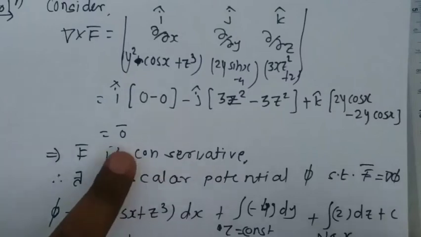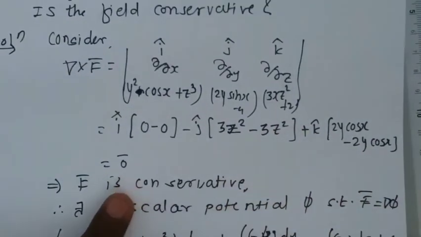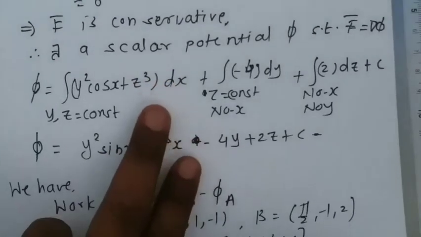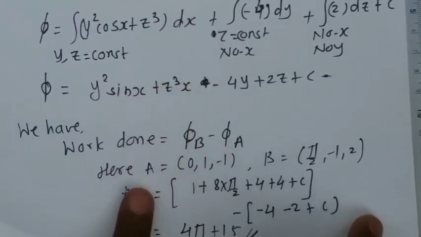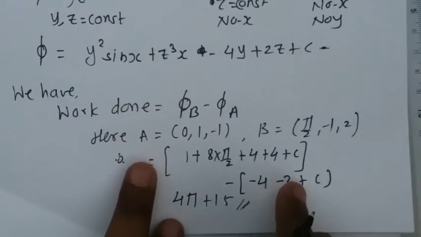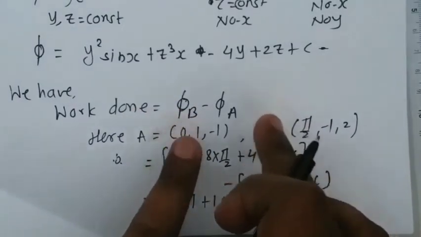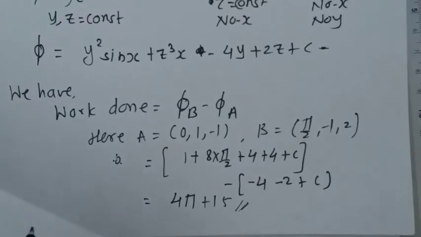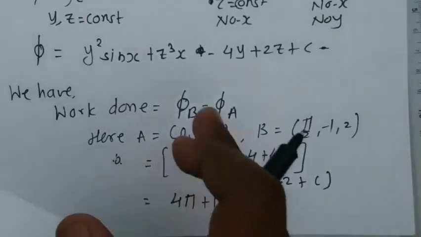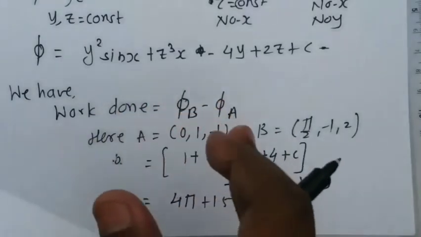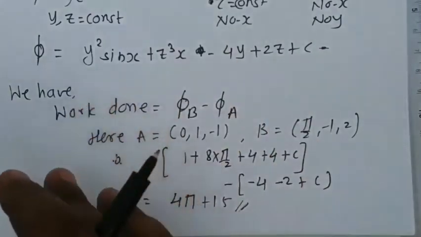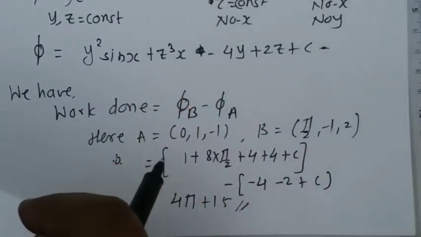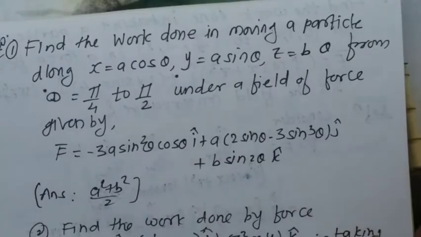When the endpoints of the curve are mentioned in a work done example, you first show that the field is conservative, then calculate phi, and once you get phi, just make use of the given points and substitute them in the calculated phi, and after doing the subtraction you will get the required value of the work done. Now I will give you a few problems on work done for practice. One example of the previous type, one example of this type, I will give for practice, and you try them at home. So these are the two examples for homework.